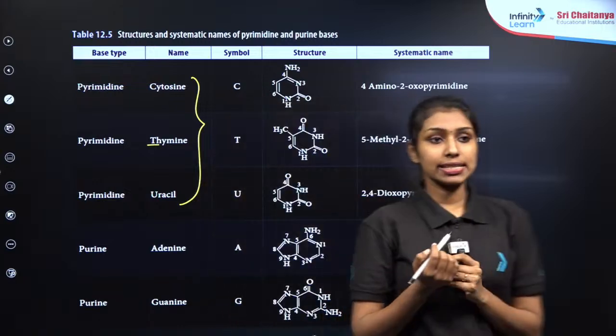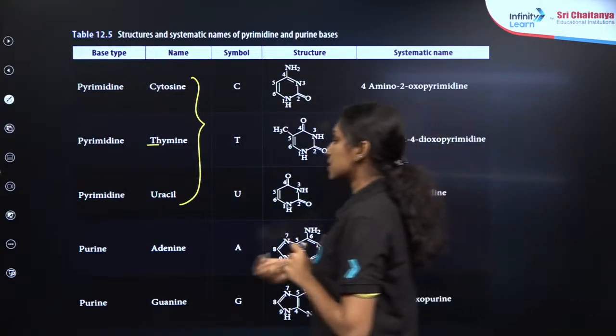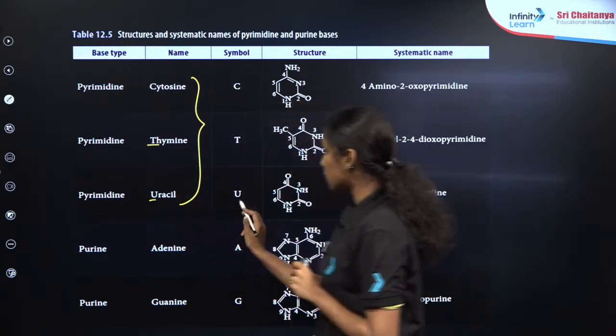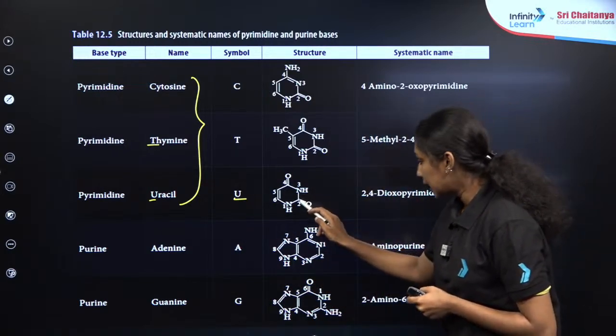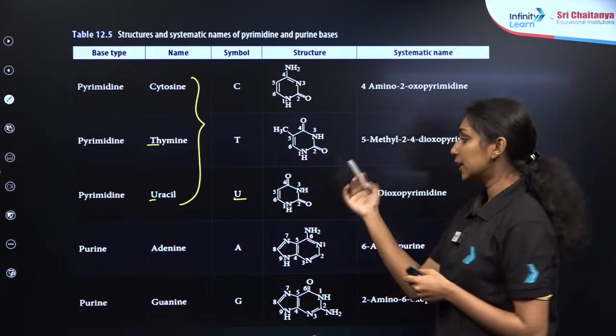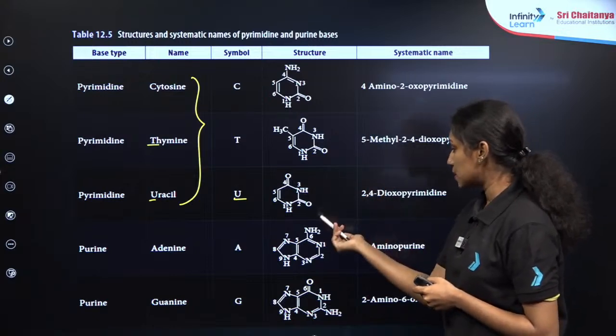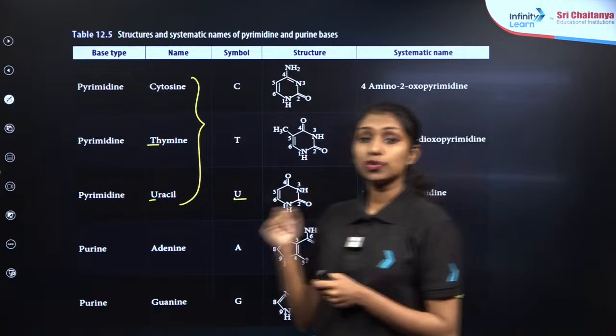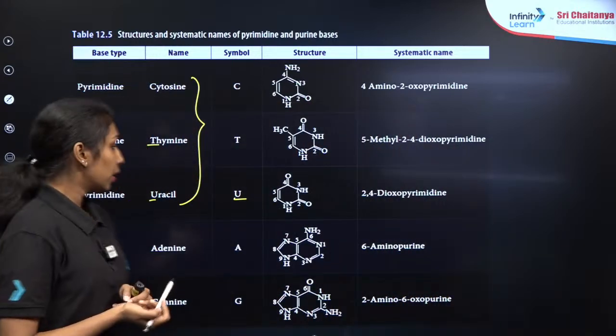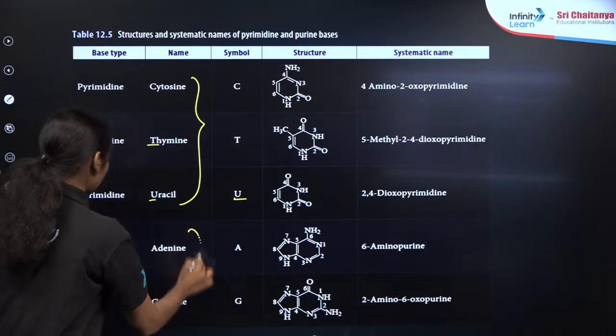Then what about the uracil here? Uracil, the first letter of uracil stands for the symbol here, capital U. So you can see here, in the second and fourth position, again 2 keto groups or oxo groups are present. So it is known as 2,4-dioxopyrimidine. Then we will be moving to the purine group.